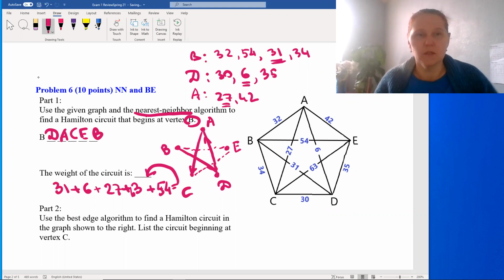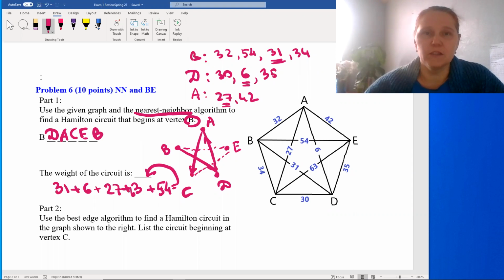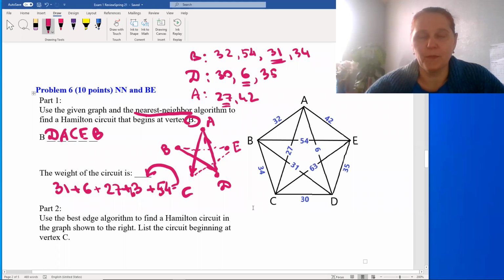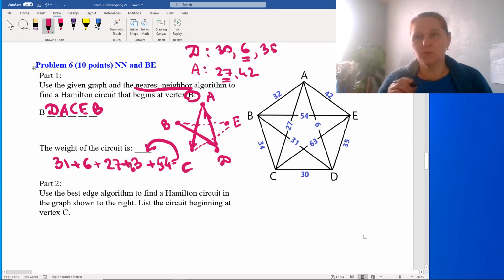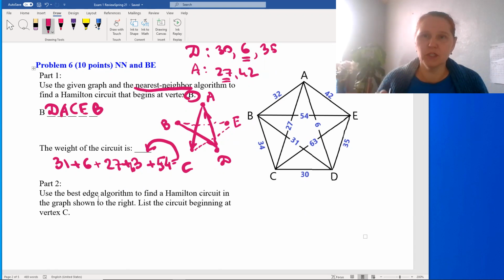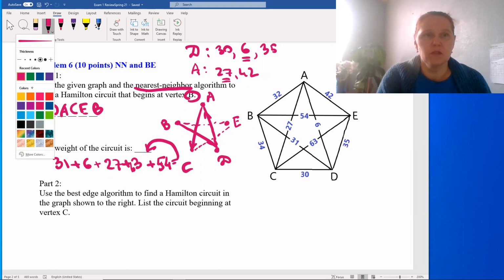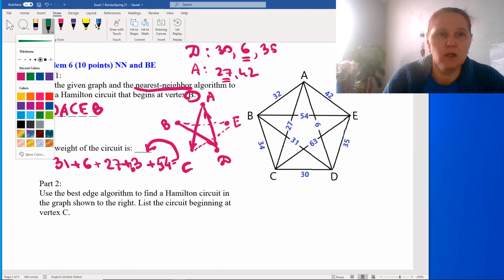There are 5 places, 5 letters. The first letter is already written, and you have to write 5 other letters to make this circuit. Okay. So the nearest neighbor algorithm is when you move without lifting your pencil. When you choose the next vertex, you do not lift your pencil. You just continue moving, move on and move on from vertex to vertex.